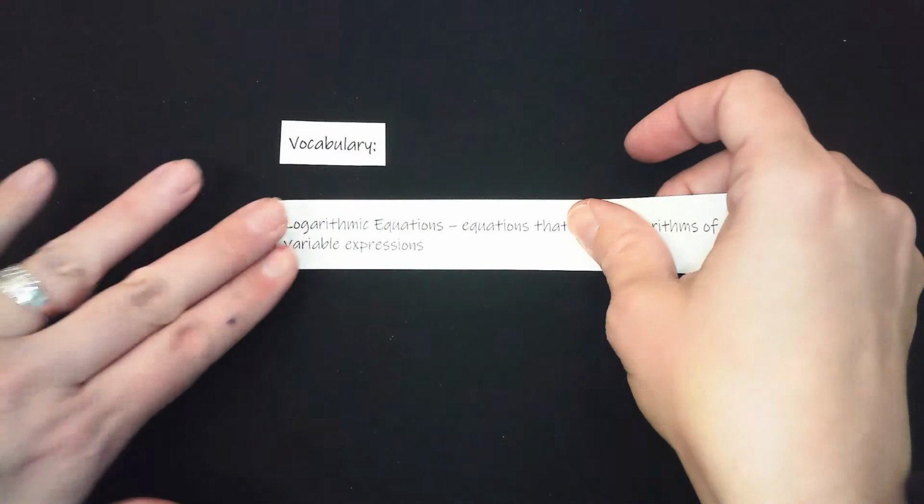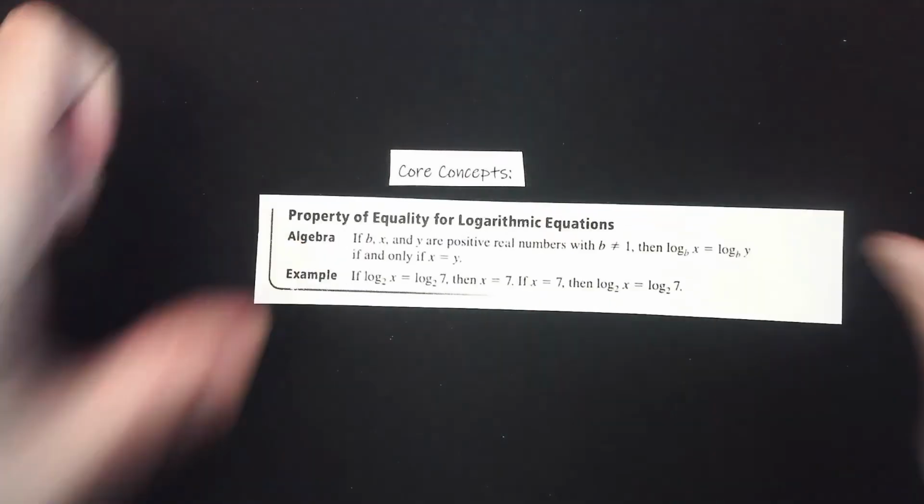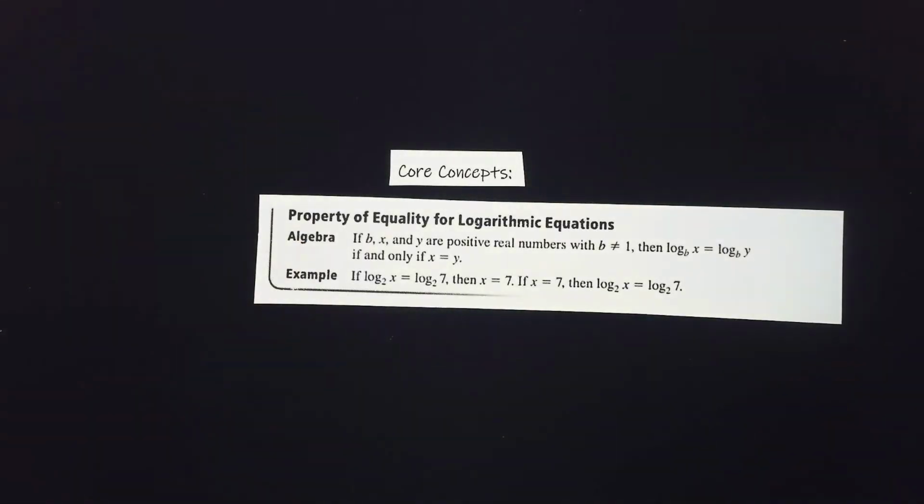Let's start by going over the vocabulary of what a logarithmic equation is. It's an equation that involves logarithms of variable expressions. So inside the logarithm is a variable. Okay? So the core concept for that is our property of equality for logarithmic equations.